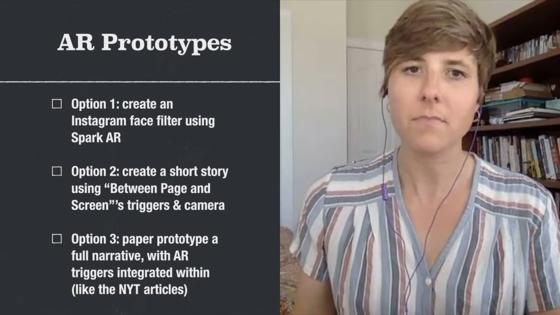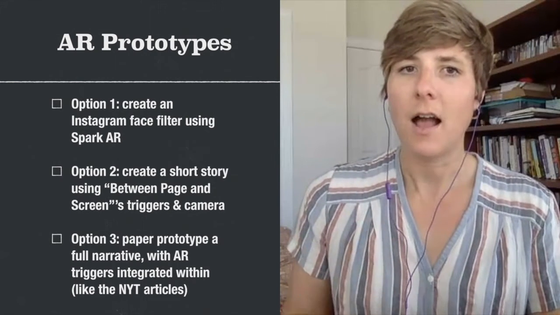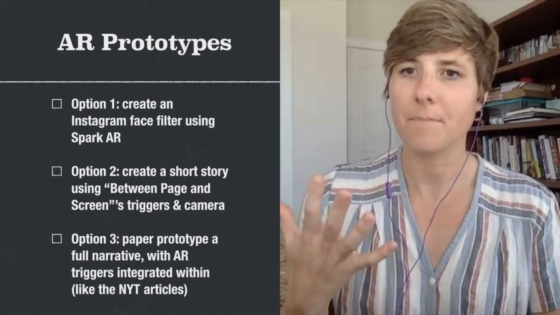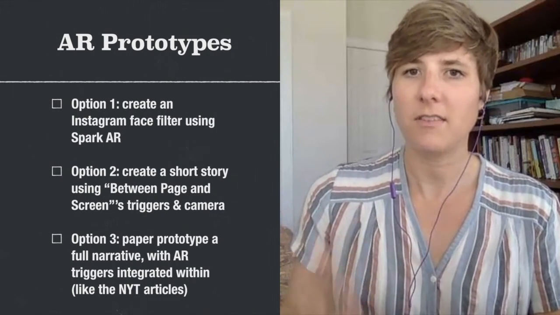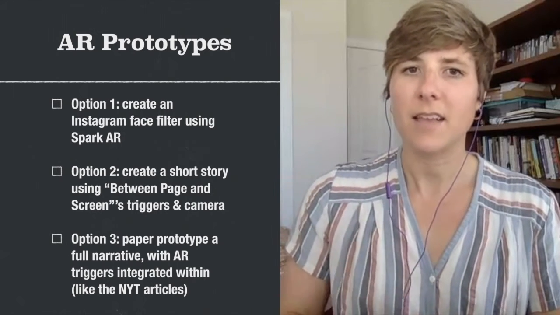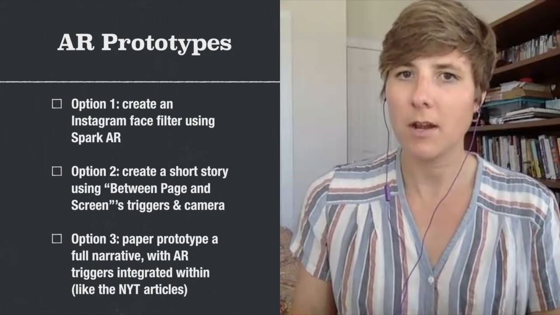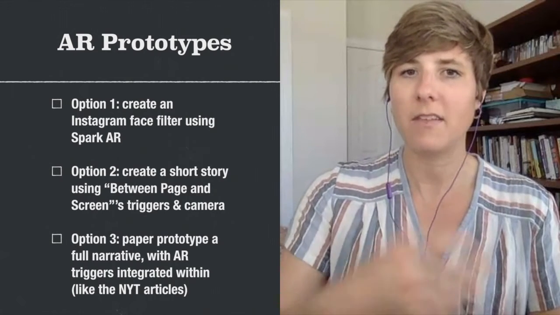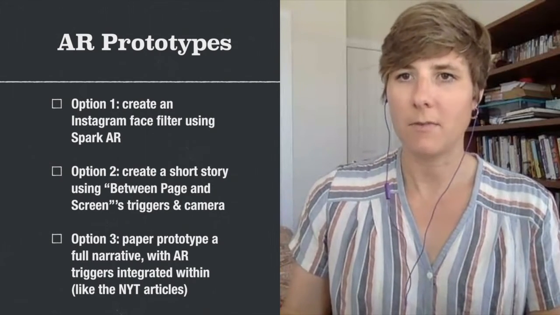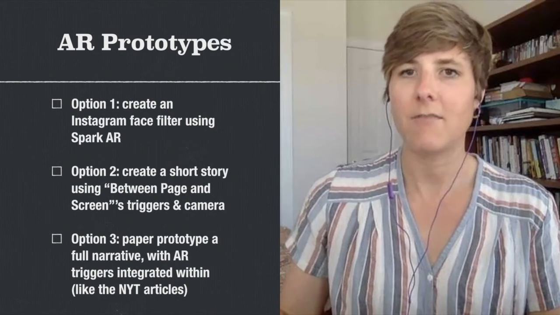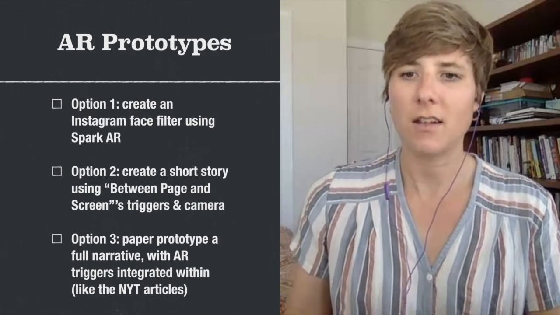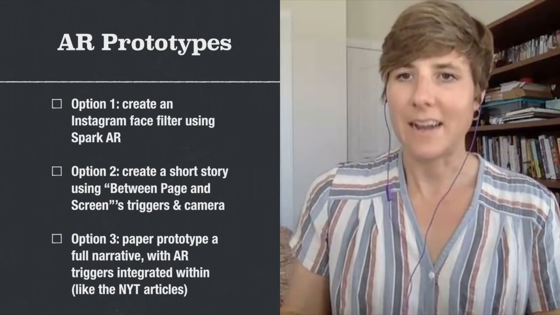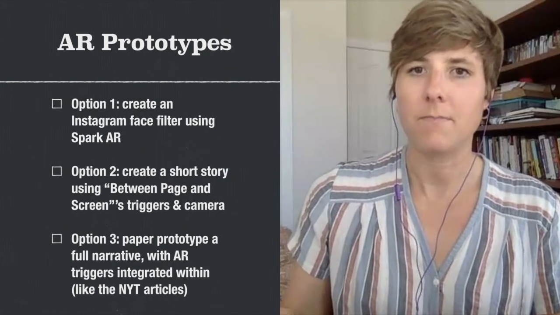So if you choose this option, like the Between Page and Screen option, you will need to create at least 5 spaces for triggers with images, sounds, text, whatever you want, sketched or drawn in whatever program you want to use, to give a good sense of how this would play out, right? So how this narrative would work, where the augmented reality would be, how it would enhance the narrative, and so on. This should, on some level, also contain the richest narrative experience of all of the options.